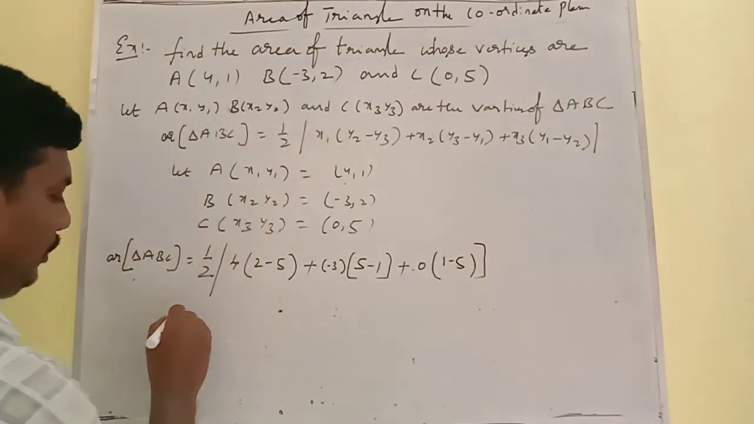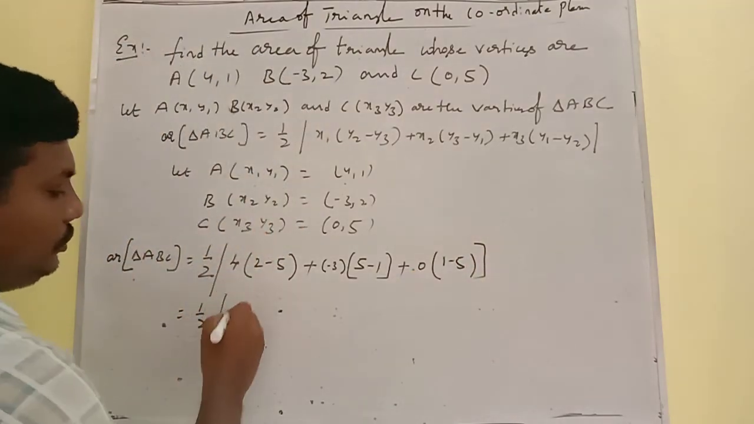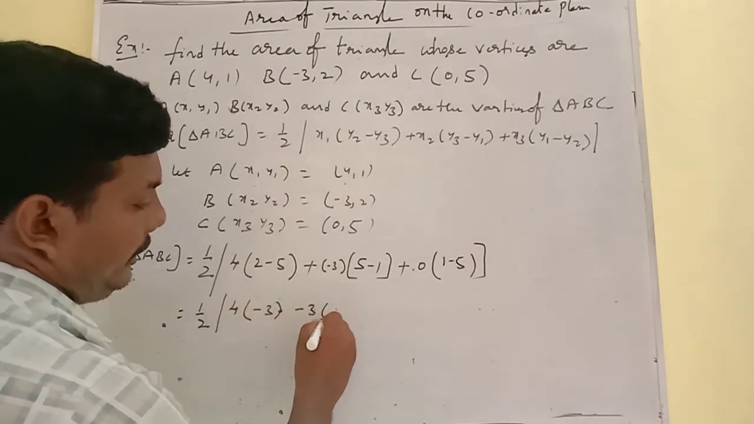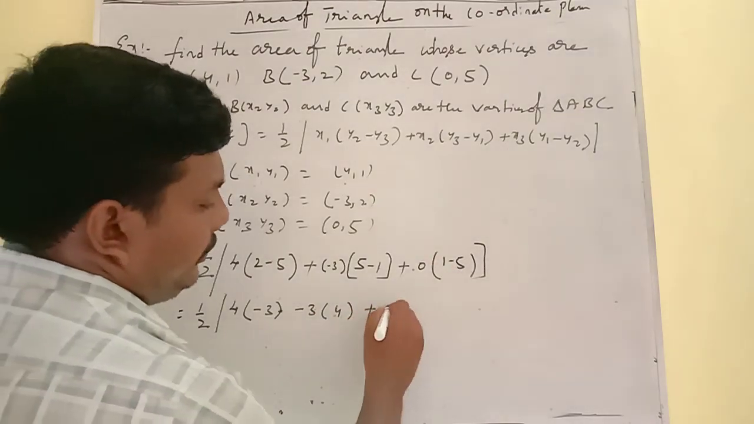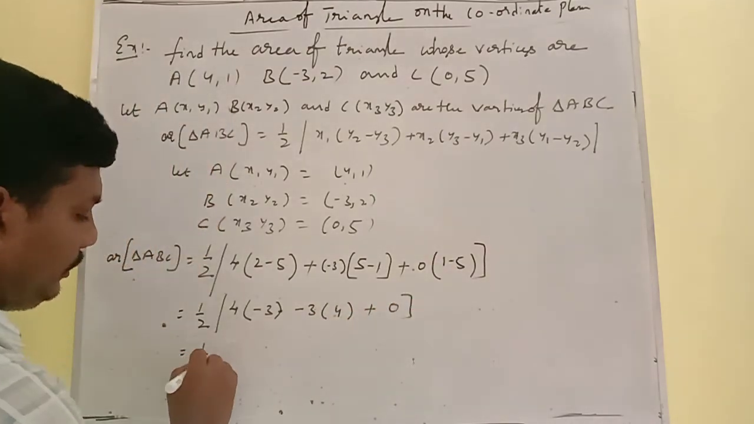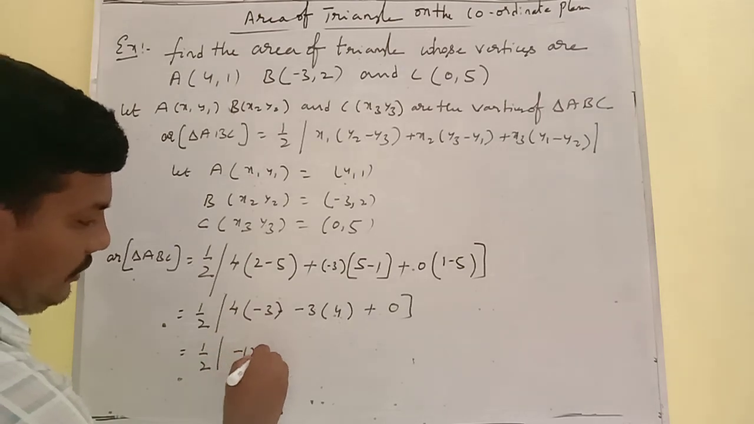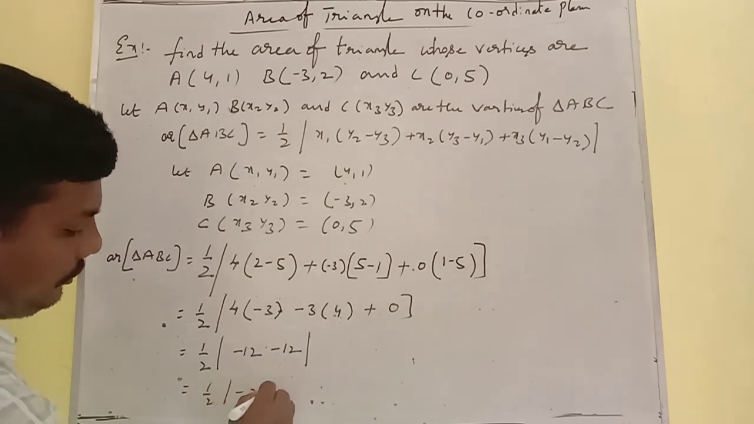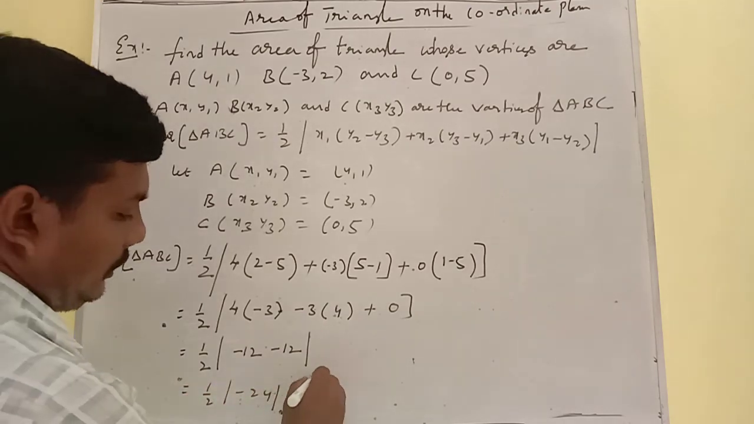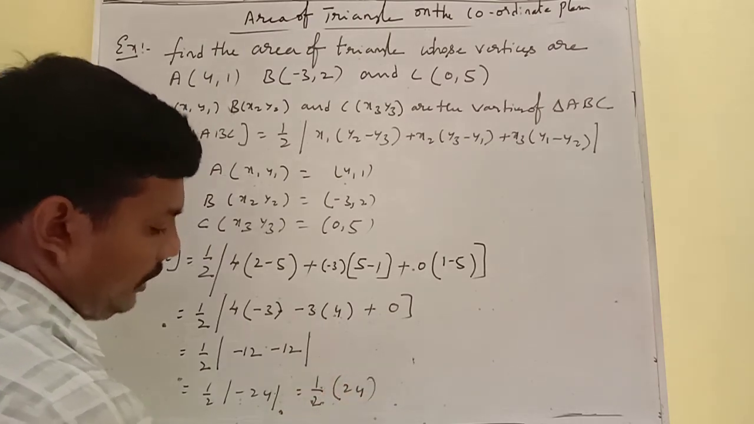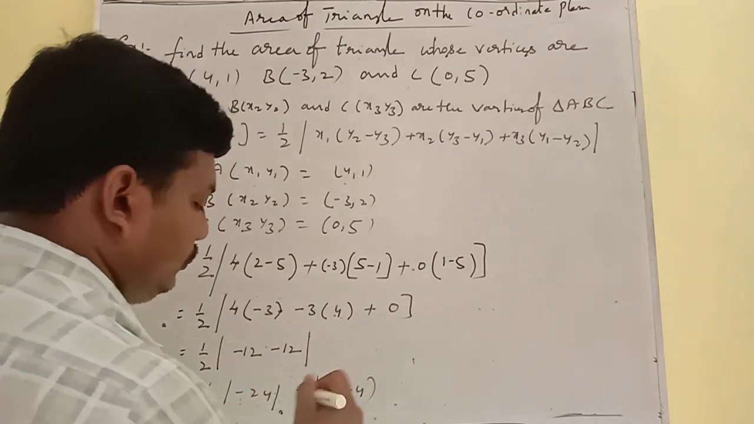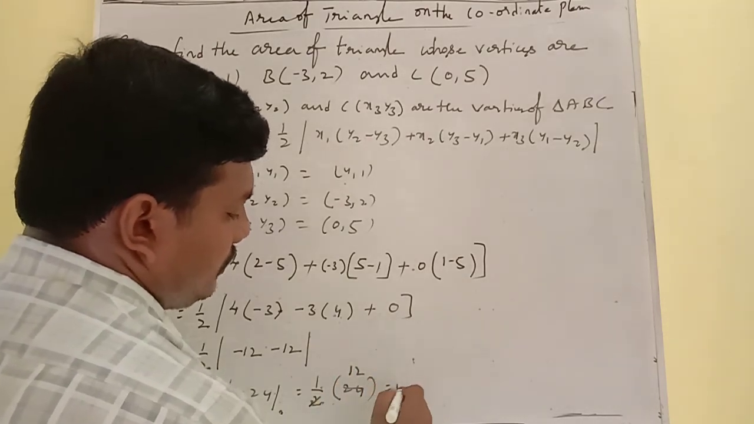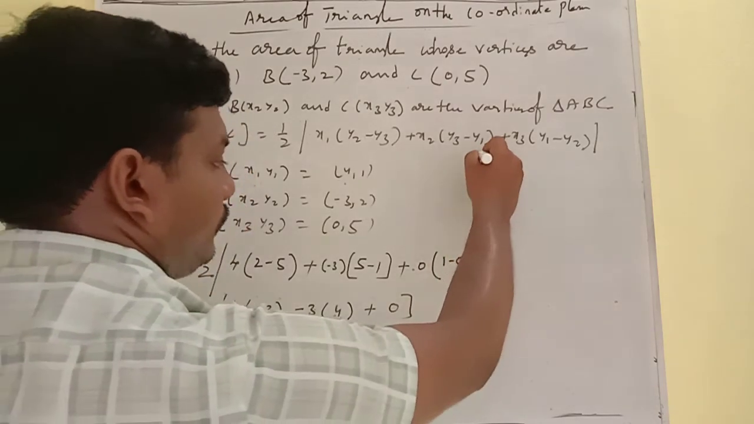So this is half into modulus of 4 into 2 minus 5, plus minus 3 into 4, plus 0 into anything, which is 0. Now 4 threes are minus 12, and this is also minus 12, so it becomes half into minus 24. This is half into 24 because of the modulus, so minus becomes positive. The 2 and the 12s get cancelled. The answer is 12 square units. This is one method.